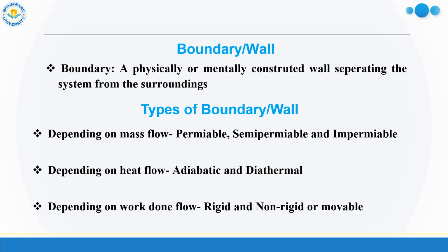Now, what is a boundary or wall? This is a physically or mentally constructed wall which separates the system from the surroundings. This boundary can be categorized into different types depending on mass flow, heat flow, or work done flow. For example, on the basis of mass flow, boundaries are of three types: permeable, semi-permeable, and impermeable. On the basis of heat flow, boundaries are of two types: adiabatic wall or boundary, and diathermal boundary. And on the basis of work done flow, boundaries can be categorized as rigid or non-movable, and non-rigid or movable.